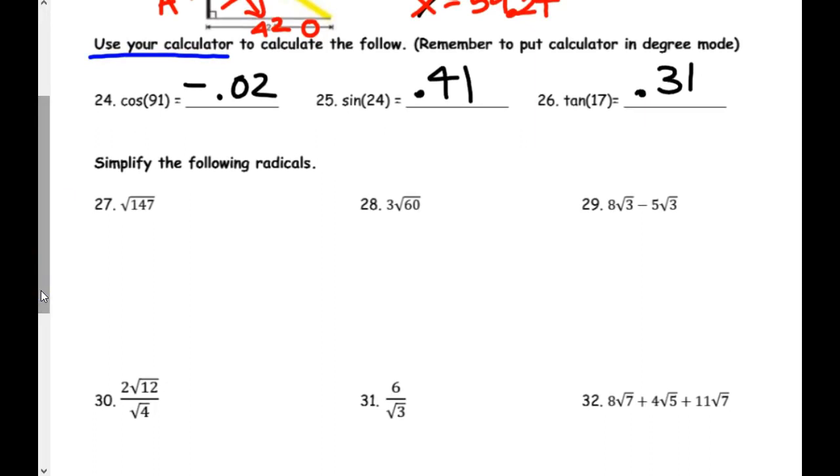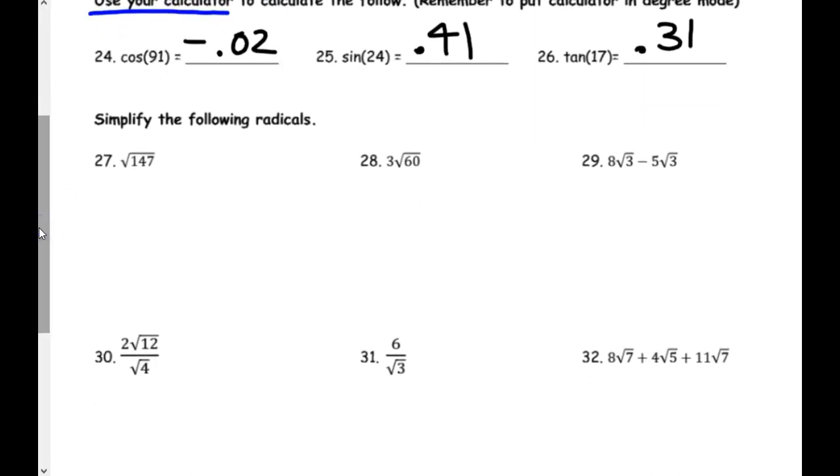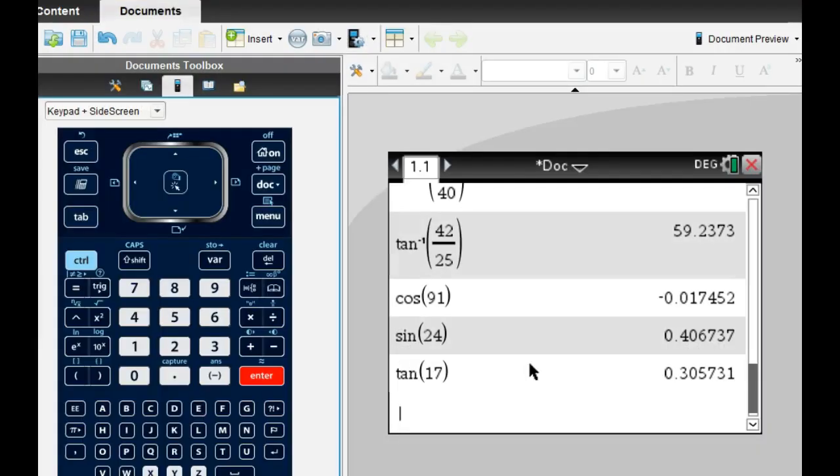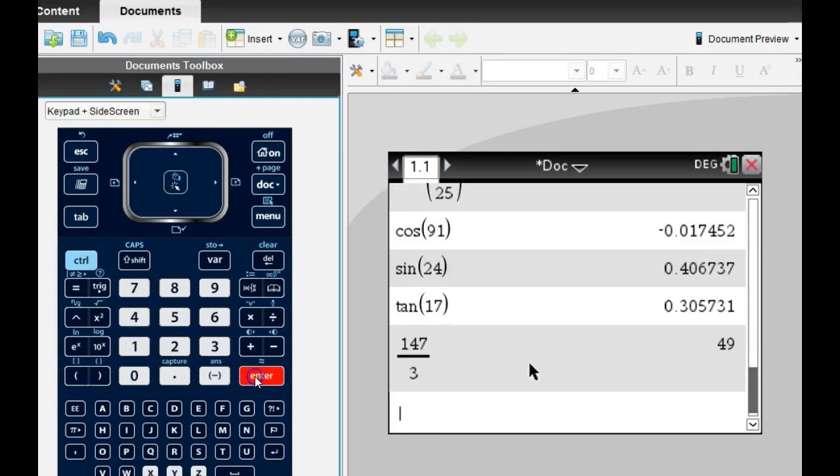Now, let's go back to radicals. 147. Okay? We want to think what goes into 147. So we can try 2. Well, it's an odd number. That doesn't work. Let's try 3. Here's a way to do that. Let's take 147 and see if we divide by 3, do we get a whole number? Yes, we do. We get 49.